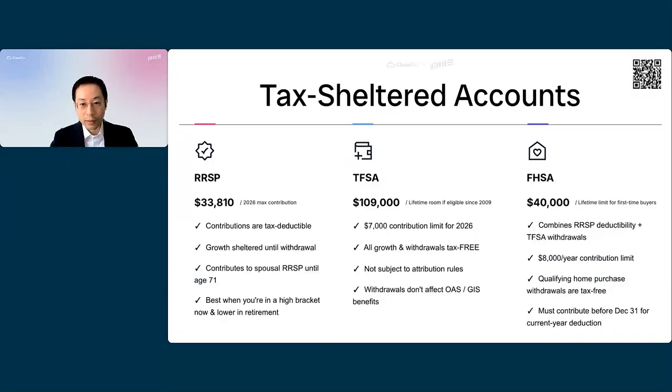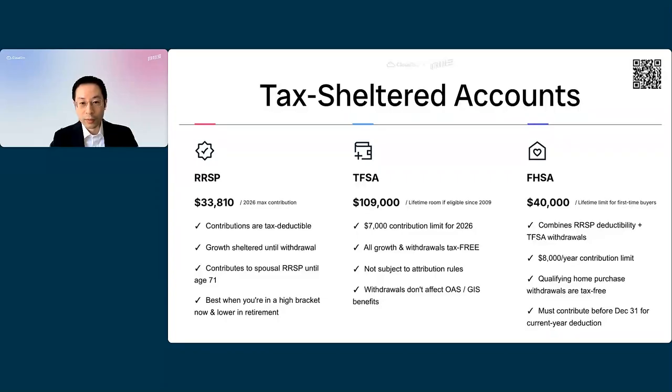The last one on this part is the FHSA. So this one is the First Home Savings Account. It was introduced in 2023. It combines the attributes of both RSP and TFSA. There's a lifetime limit of $40,000, or $8,000 per year.